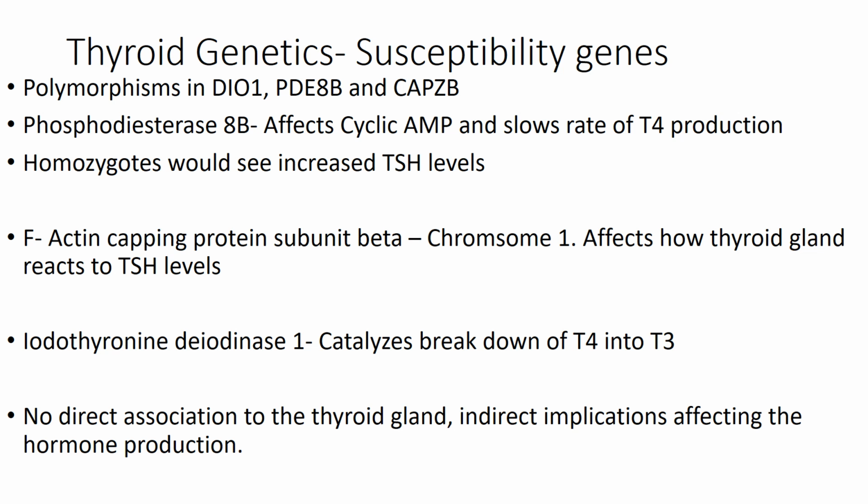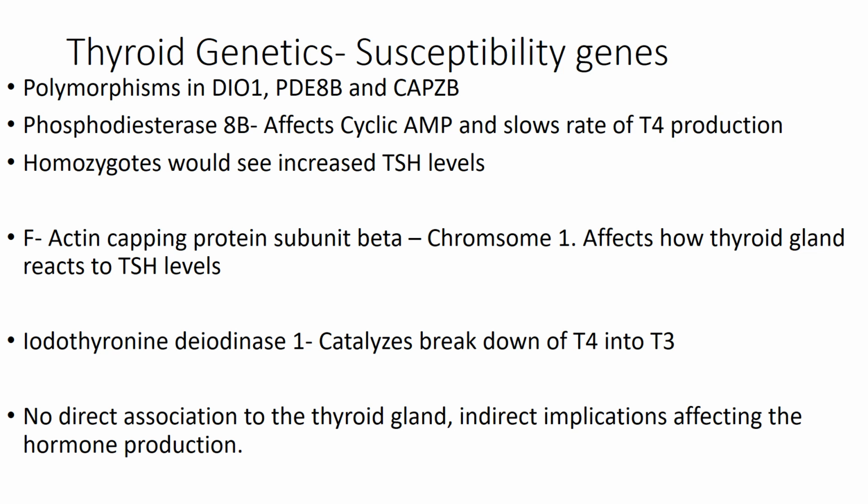So for thyroid genetics, there are susceptibility genes, polymorphisms in DIO1, PDE8B, and CAPZB. Phosphodiesterase 8B affects cyclic AMP and slows the rate of T4 production. Homozygotes will see increased TSH levels because of their alleles. The F-actin-capping protein subunit beta on chromosome 1 affects how the thyroid reacts to TSH levels.